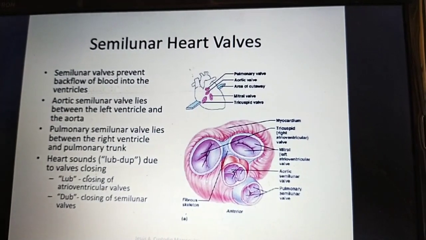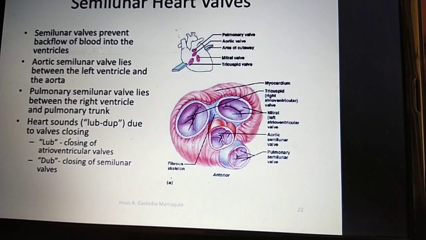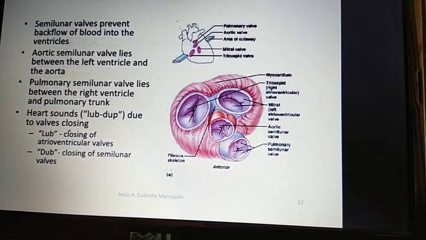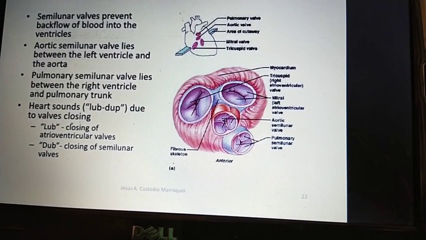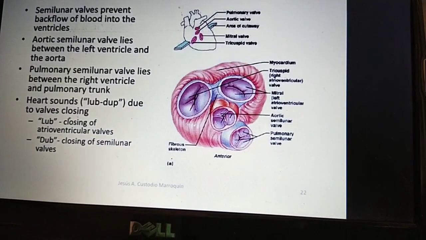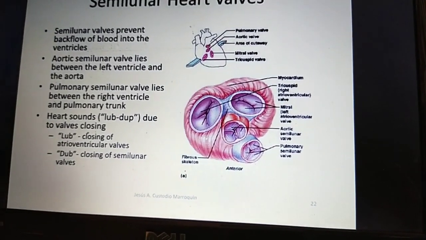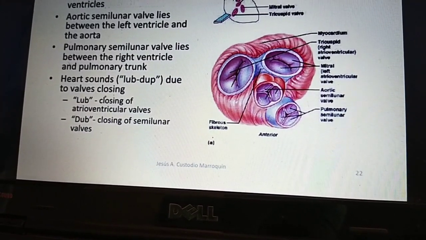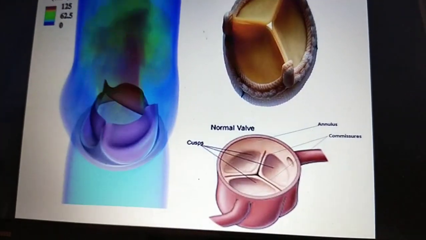Semilunar valves prevent the backflow of blood into the ventricles. The aortic semilunar valve lies between the left ventricle and the aorta. The pulmonary semilunar valve lies between the right ventricle and the pulmonary trunk. The lub dub sound is due to the valves closing. Lub is the closing of the atrioventricular valves, and dub is the closing of the semilunar valves.